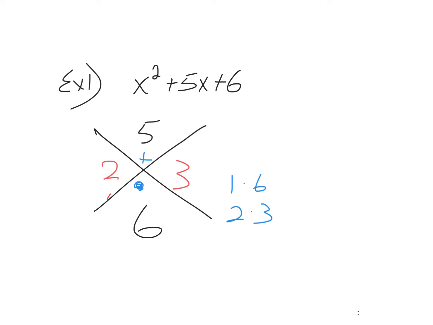Well, because we have 2 and 3, then the way we factor this trinomial is simply to put those in the parentheses. So we're going to start with our parentheses and our x. And then we have one of the terms is plus 2 and the other is plus 3.